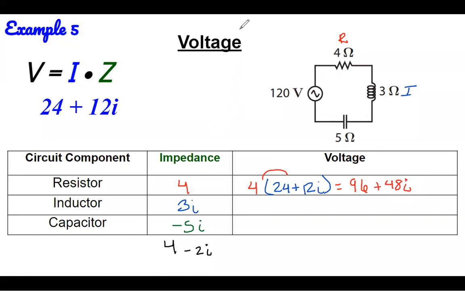Okay, let's do the same now for the inductor. We have 3I times 24 plus 12I. All right, let's go ahead and do the procedure. Let's distribute. We have 3I times 24.